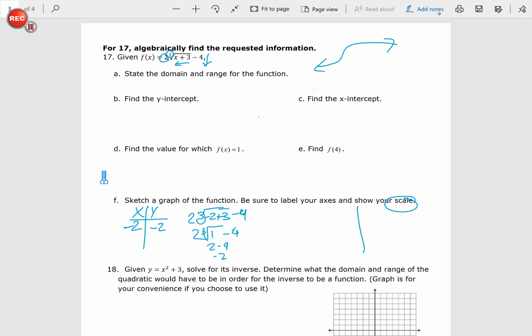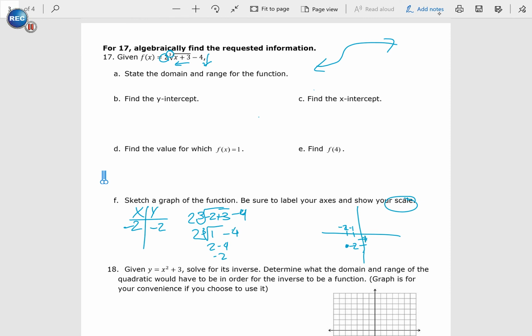So on our graph, we're going to end up having negative 2, and negative 2. So we're going to end up going by 1. Whoops, that should be negative 2. Negative 1. All right.